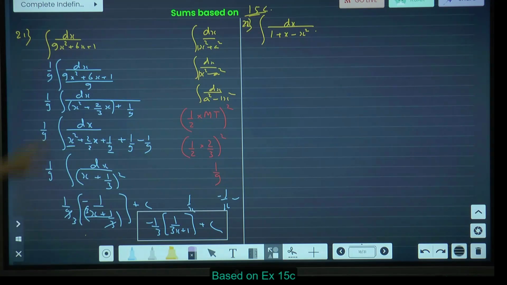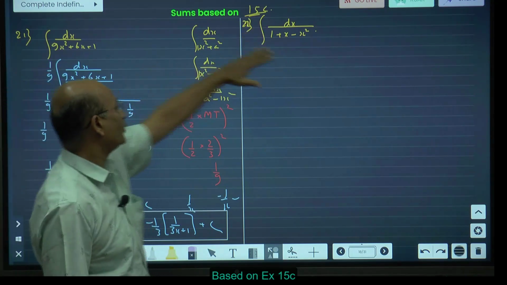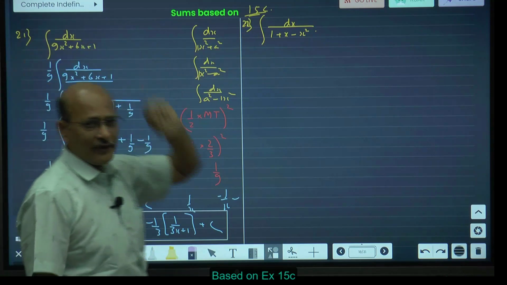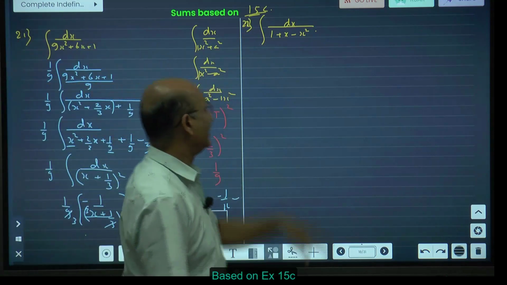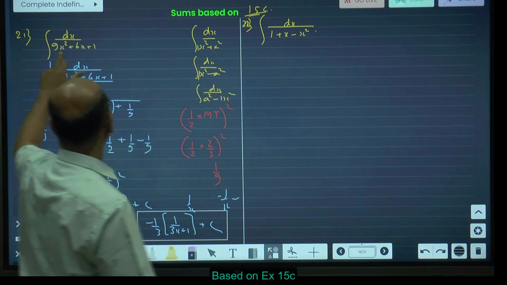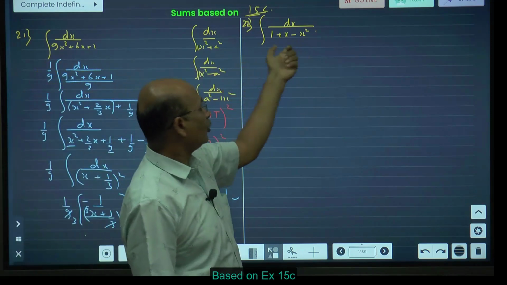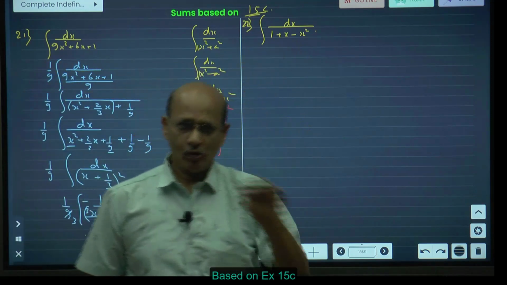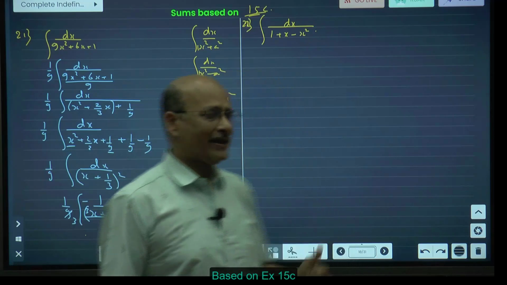Okay, got it? This is the way you deal with it. Now, let us take a situation here: dx upon quadratic, dx upon quadratic. A very important message I want to give you is, wherever there is x square, here it is positive, here it is negative. Don't take negative common. There is no need to do it. I will tell you why.